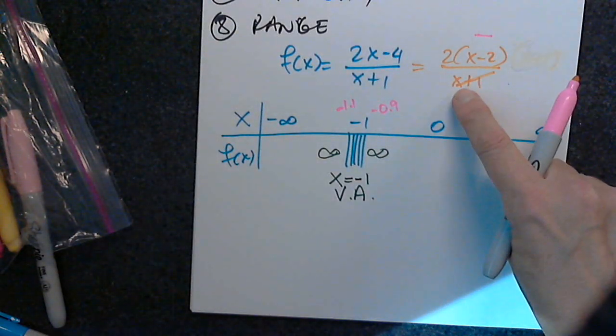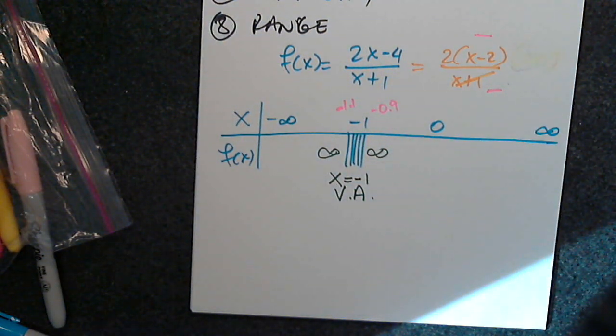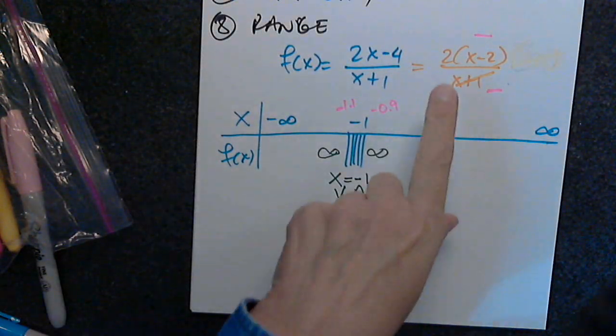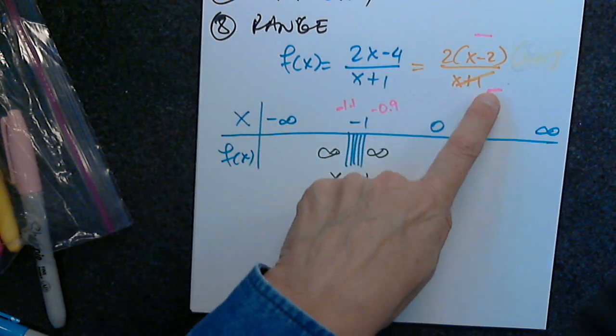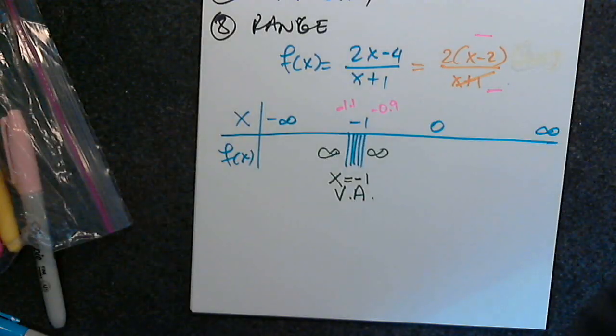If I plug in -1.1 in here, I hope you agree the denominator is negative. Would you agree? Just plug in. -1.1 minus 2 is a negative number. -1.1 plus 1 is a negative number. Would you agree? Yes? Okay. So then what is the sign of negative over negative? That's it. So the left-hand side of the vertical asymptote goes to positive infinity.